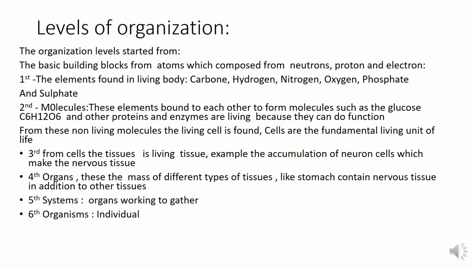The third level, from cells, is the tissue, which is a living tissue. Example, the accumulation of neurons, cells which make the nervous system or nervous tissue. The fourth level, organs: the mass of different types of tissue, like the stomach containing nerve tissue in addition to other tissue. Fifth level, system: organs working together forming an individual.